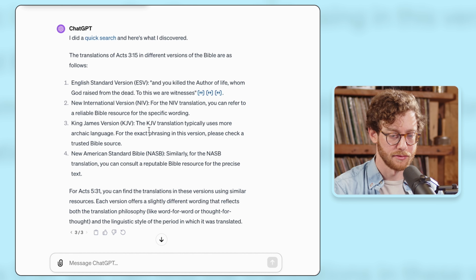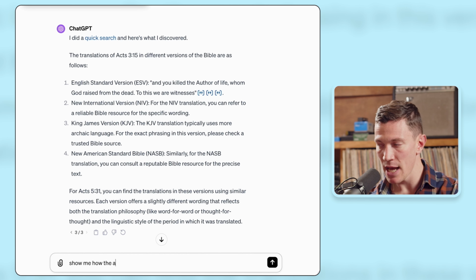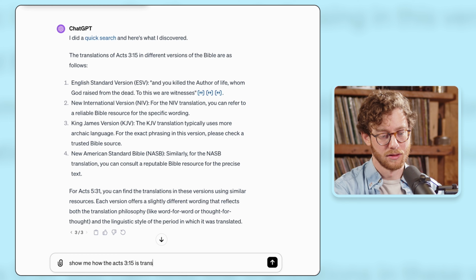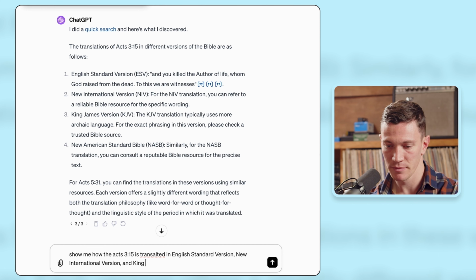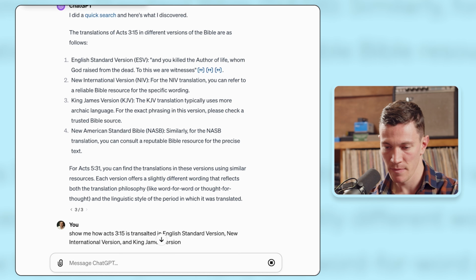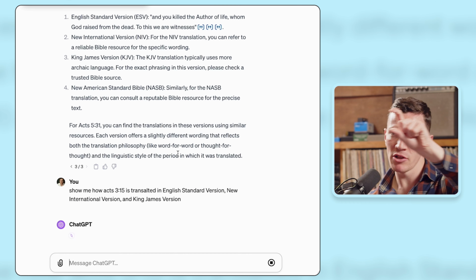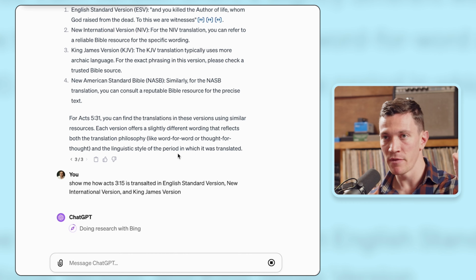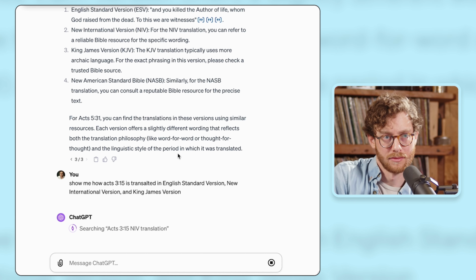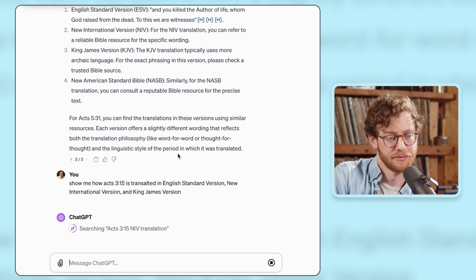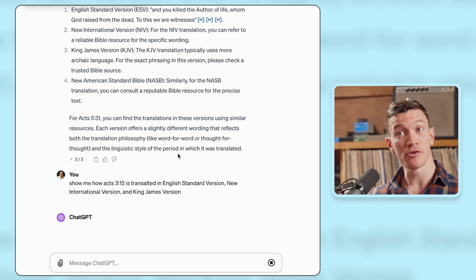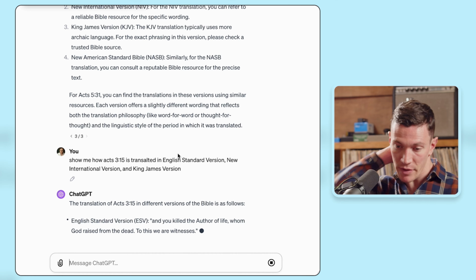So why don't we just say, show me how Acts 3:15 is translated in the English Standard Version, the New International Version, and the King James Version. Great. So what we're going to see is the English Standard Version and the New International Version are going to use the word author, and the King James Version is going to use the word prince. Interesting. So what I do when I read is I try to look for discrepancies. What are the discrepancies and what do they reveal?